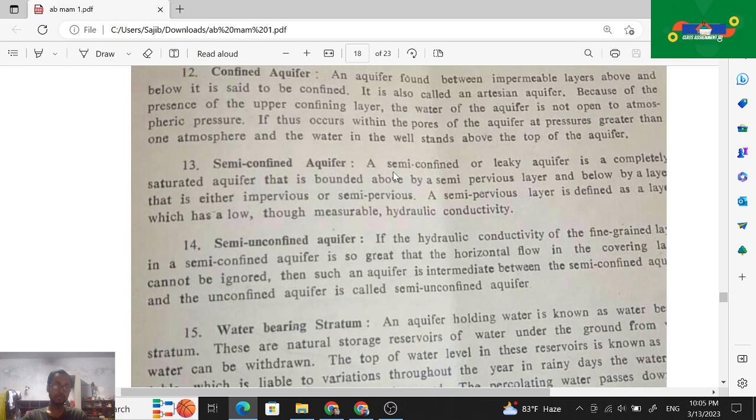Semi confined aquifer means a semi confined or leaky aquifer is a completely saturated aquifer that is bound above by a semi permeable layer and below by a layer that is either impervious or semi pervious. A semi-pervious layer is defined as a layer which has a low through permeable hydraulic conductivity.